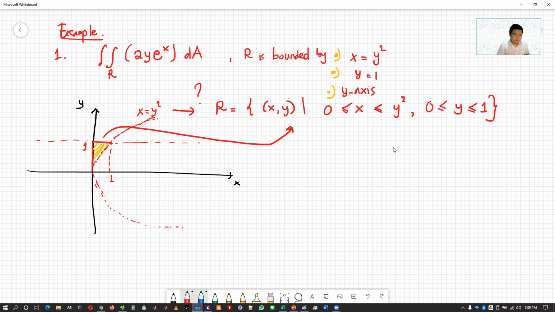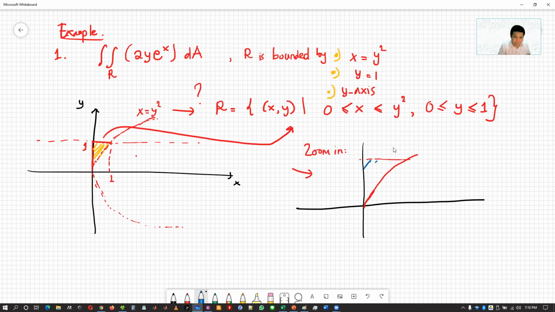Okay, so I try to zoom in first. It looks something like this. I will put it here. Okay. So this is the area that we are looking at. So this one is a 1. This is 1. Okay, so now we know this is y.